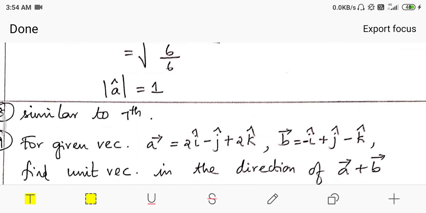Eighth one is similar to the seventh question. The only thing you have to add is z2 minus z1 into k cap.